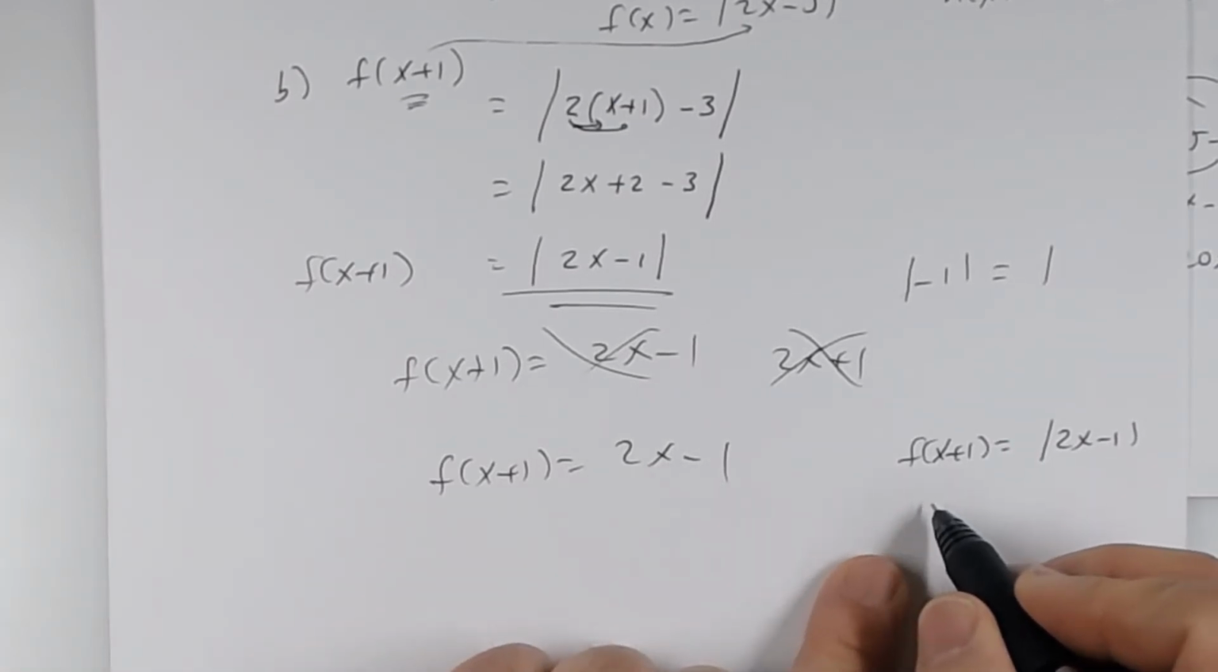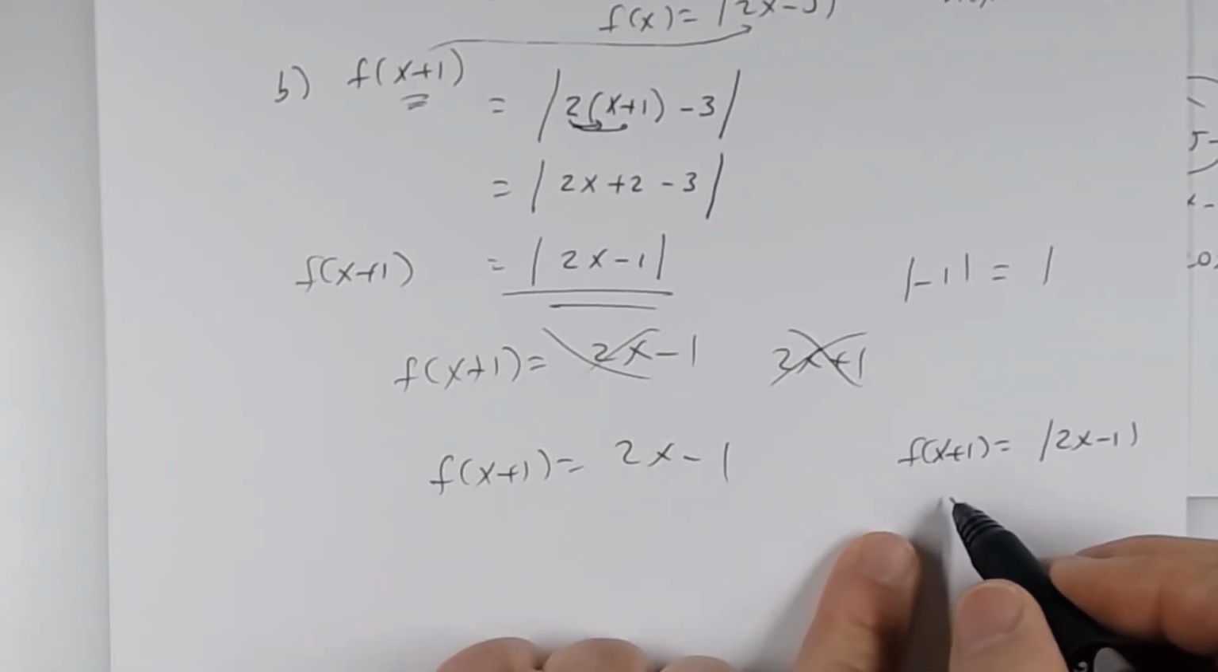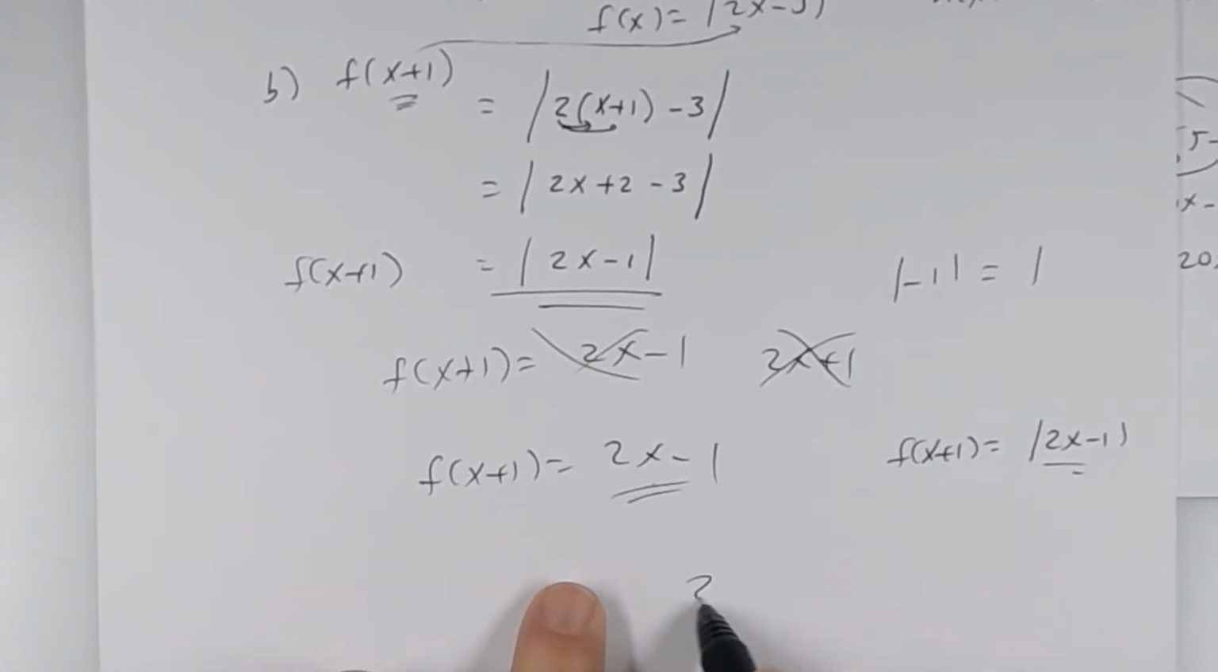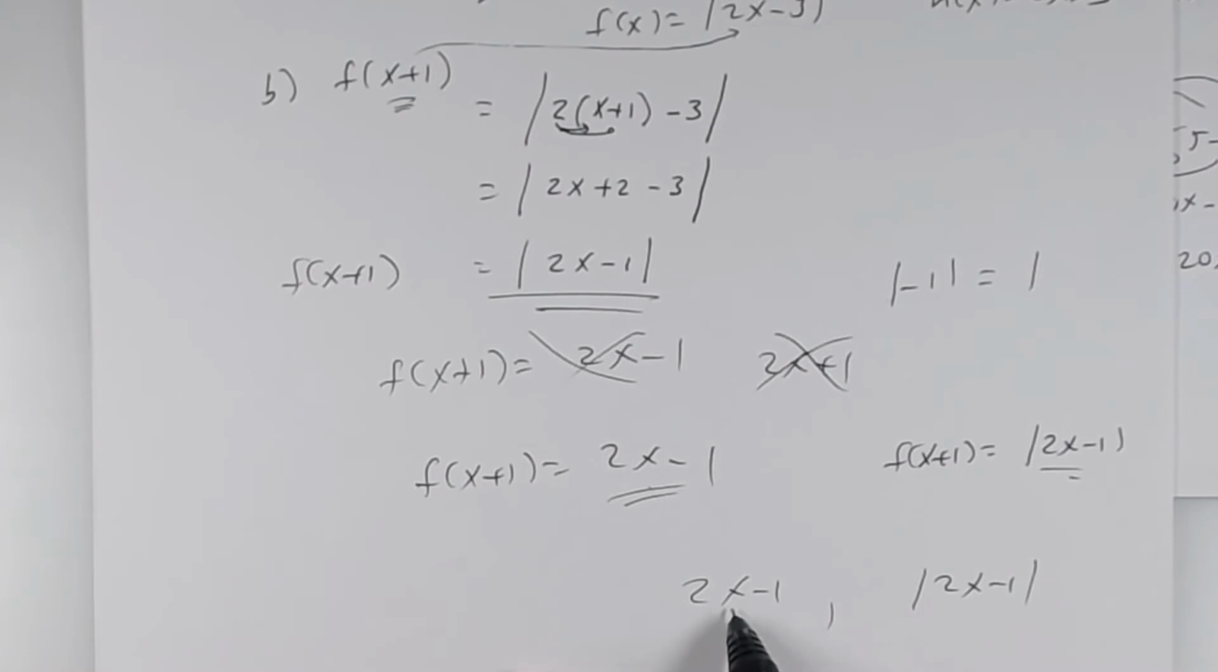So let's suppose I want to find, so you're saying these two are equal. You're saying 2x minus 1 and the absolute value of 2x minus 1 are equal. So if I substitute 3, what's 2 times 3? 6. What's 6 minus 1? Okay, so when x is 3, I get 5, right? When x is 3, 2 times 3 is 6, 6 minus 1 is 5. Absolute value of 5 is 5.